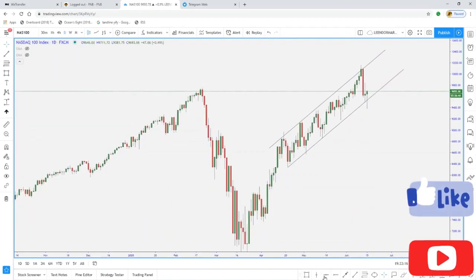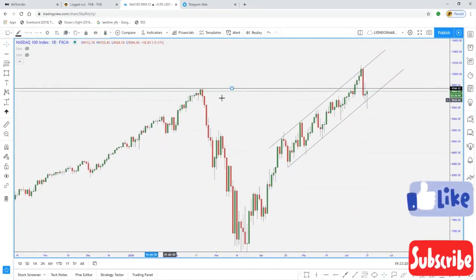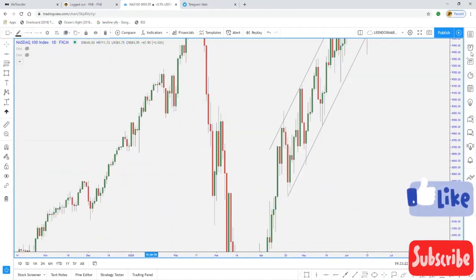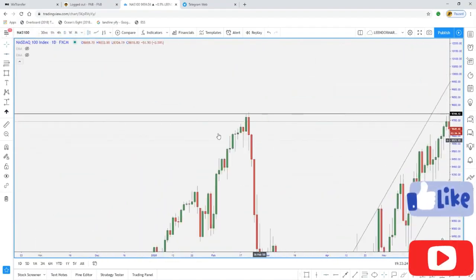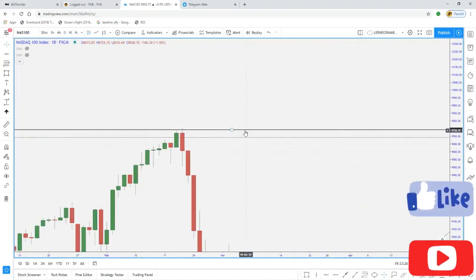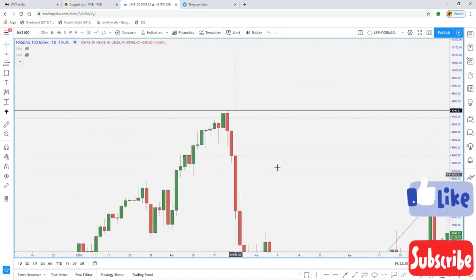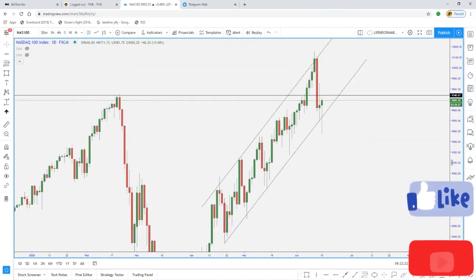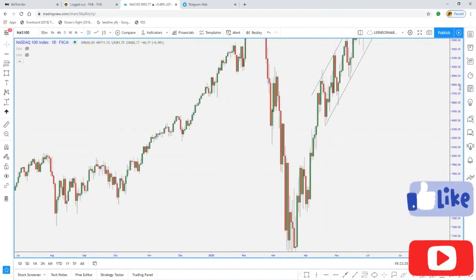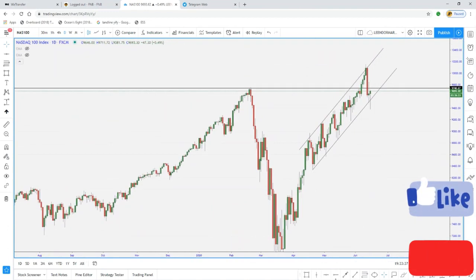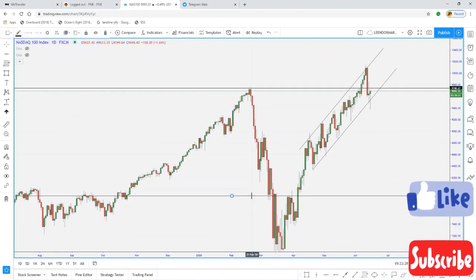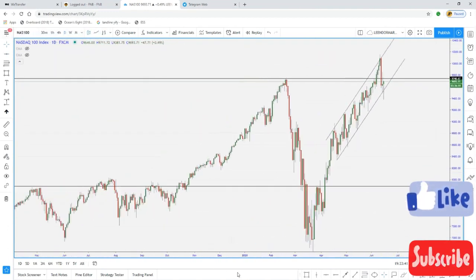The second thing that we're looking at is the fact that we did have an all-time high run about that level. So this is the all-time high. Notice how I drew that all-time high. I'm using both wicks to mark up that all-time high. And the next available support that we have on this market is around there. So this is the next available support that we have.